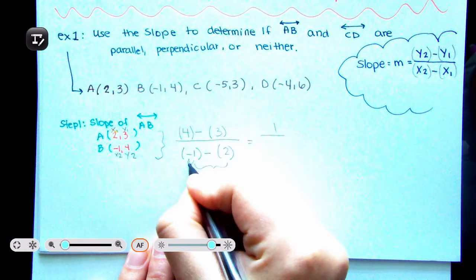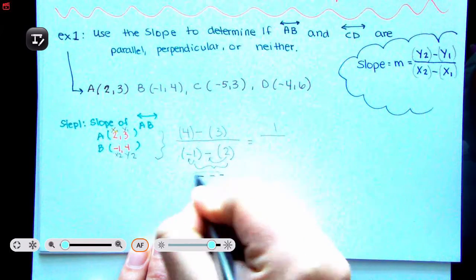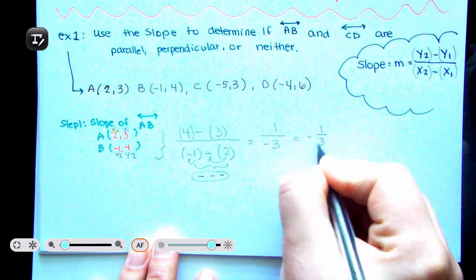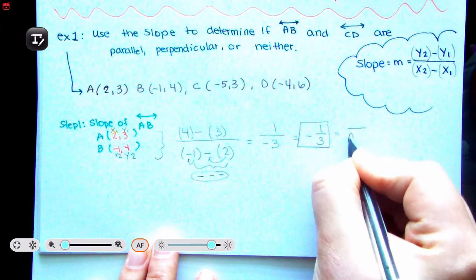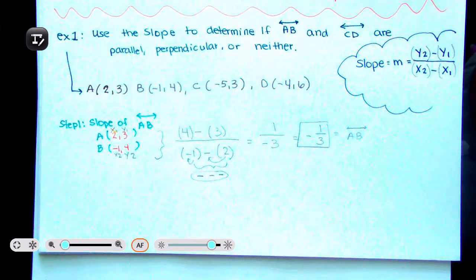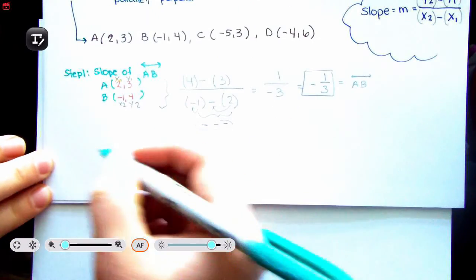What do I have? I have 1 negative. What do I have? I have 2 negatives. So what do I have in total? I have a total of 3 negatives, which means my slope is -1/3. And that is the slope of line AB. Okay, now that's step number 1. Now we have to find step number 2, which is the slope of line CD.